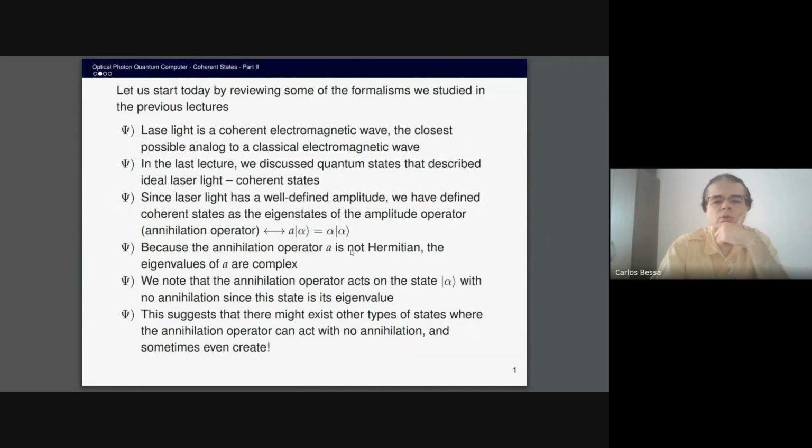Because the annihilation operator A is not Hermitian, the eigenvalues of A are complex. So alpha, in general, is complex. And we note that the annihilation operator acts on the state alpha with no annihilation, since by definition the state is an eigenstate. The annihilation operator A annihilates the number state, sometimes called the Fock state, that we saw in the lectures about the harmonic oscillator. But in the coherent state, it in fact annihilates nothing.